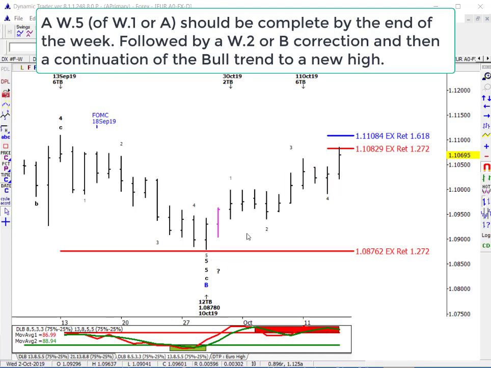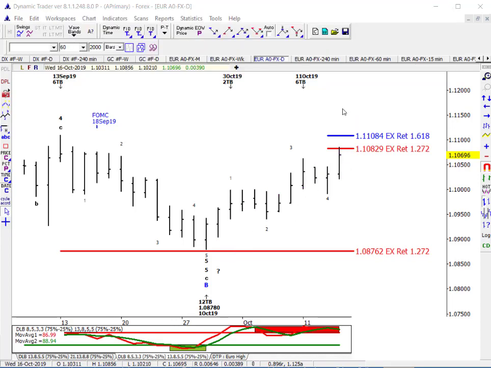Now, what's significant about this is that it should not be the end of a correction. What it should be is what we call a wave 1 or a high, followed by around a 3 to 5 day, sometimes as much as 6 or 7 day, corrective wave 2 or B. And when that's finished, then the bull trend should continue to a new high. I call that the immediate bull trend.